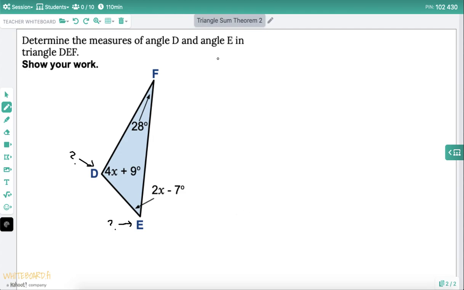So same story, because this is a triangle and we're dealing with the three angles and we're trying to find out what it is, we're going to use the Triangle Sum Theorem. So as we said, angle D plus angle E plus angle F have to add up to, you guessed it, 180 degrees.